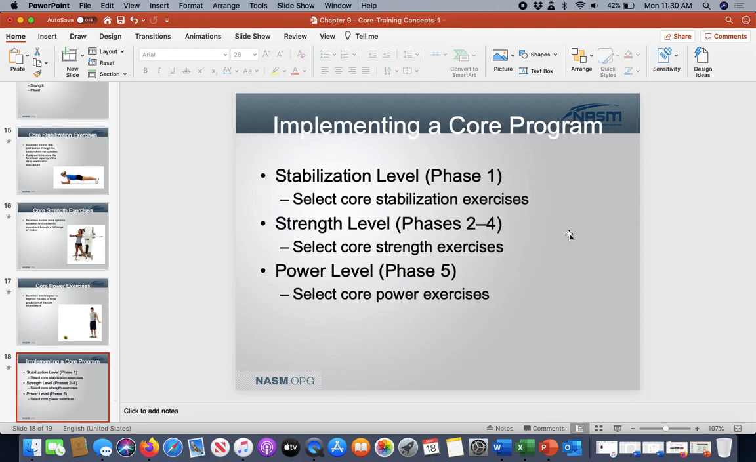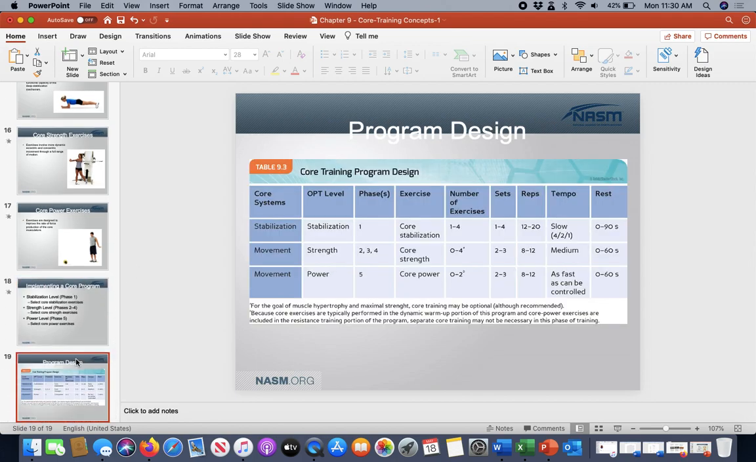Okay. Now, depending upon what you're looking for, when we start getting into the OPT model, stabilization is phase 1, the strength levels are phases 2, 3, and 4, and power is phase 5. What we're saying is that they each have a different set of mechanisms to be used. So if you look, stabilization is 1 to 4 exercises, 1 to 4 sets, high reps, but the tempo is low, and you have a pretty short rest period. Now, if you're going 20 reps, you might need 90 seconds, depending upon your level of conditioning, but you get the idea. You're going to be going slow and controlled.